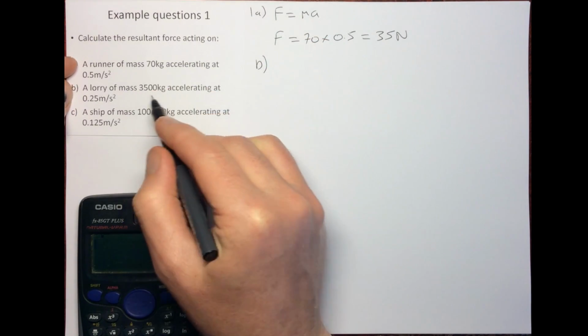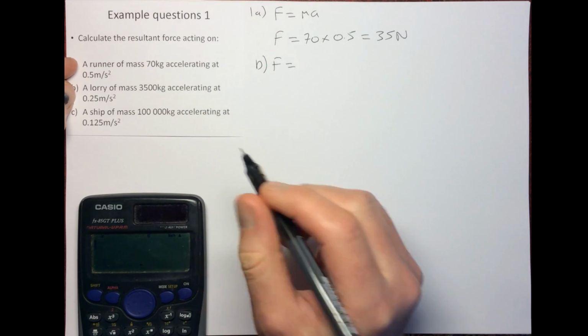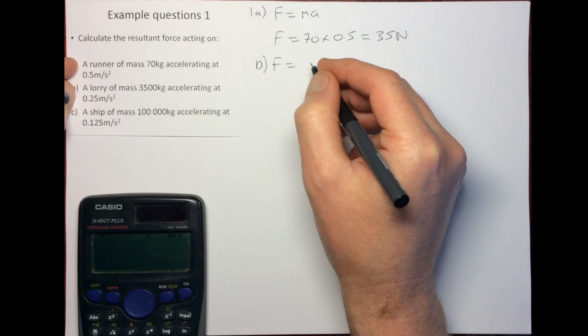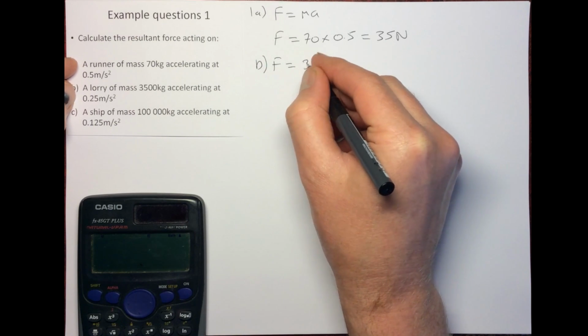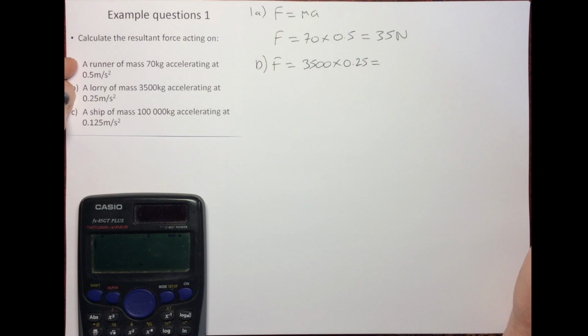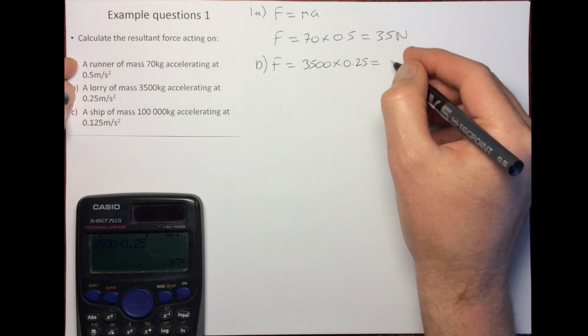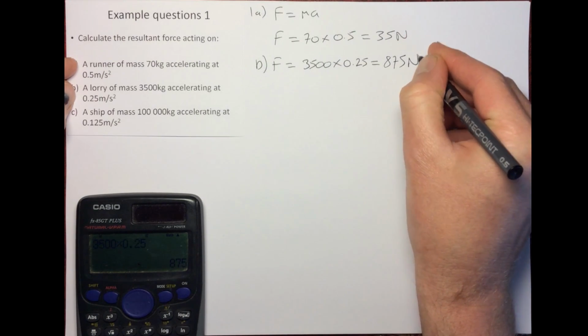B, a lorry of mass 3,500 kilograms accelerating at 0.25 meters per second squared. So 3,500 multiplied by 0.25. Okay, so you've got to work out basically a quarter of this. So if you can put that into your calculator if you want. 3,500 multiplied by 0.25. Okay, and if you work that out, you're going to get 875 newtons.